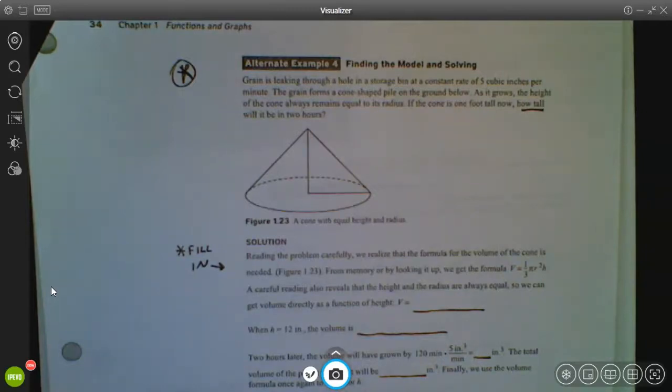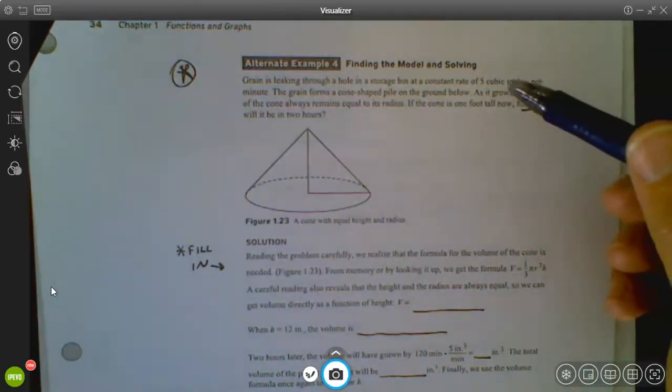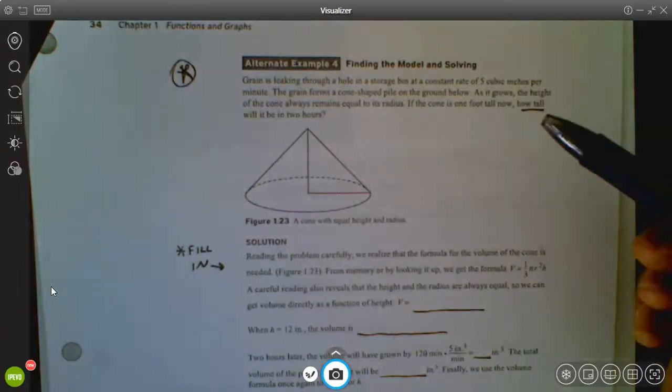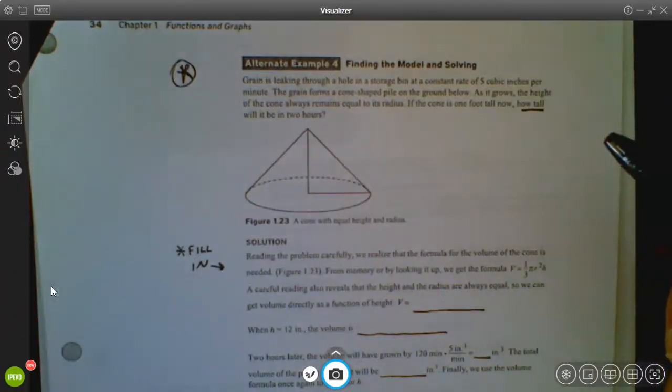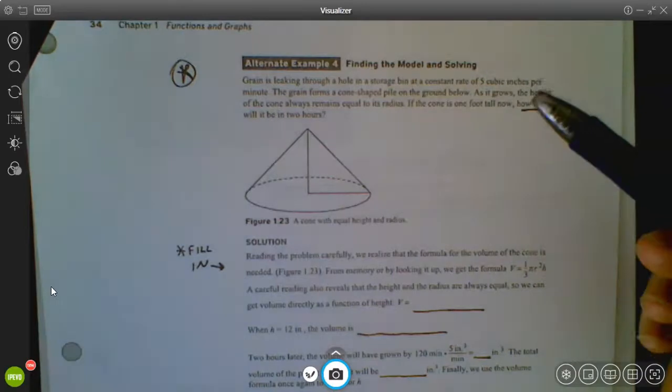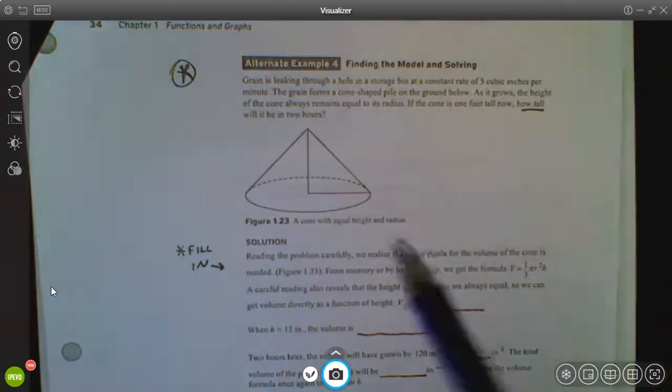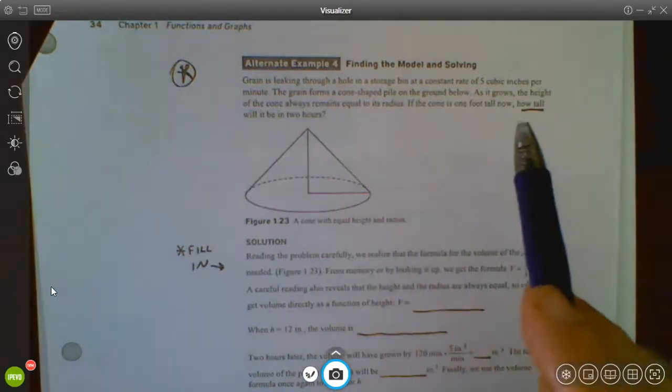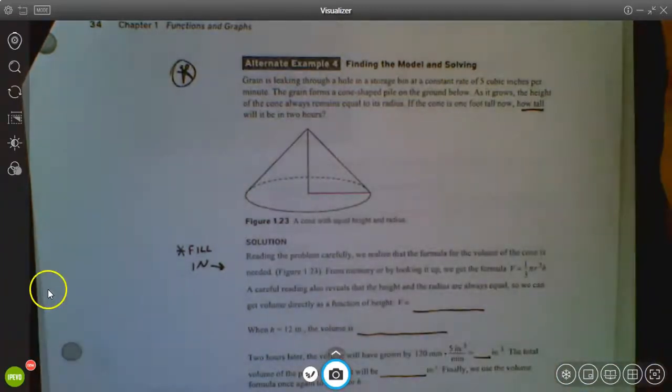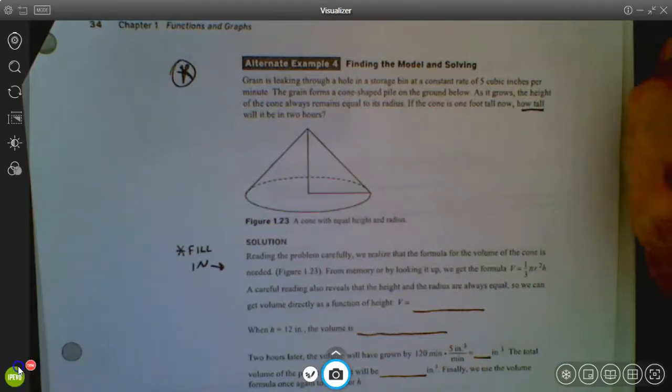So a couple keys right here. What does cubic tell you? So we know cubic is volume. So that's why we're going to be using a volume formula. It's also inches per minute. And down here, it's going to ask how tall is it going to be in 2 hours, right? So we're going to do things in terms of inches. So a couple keys within this.